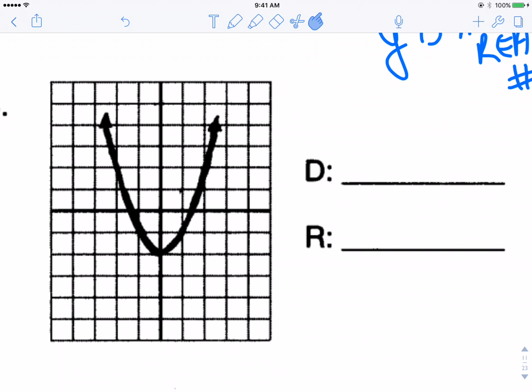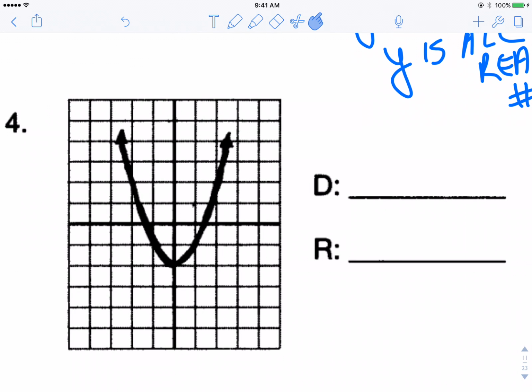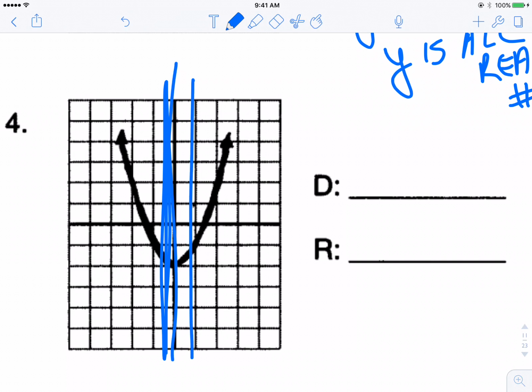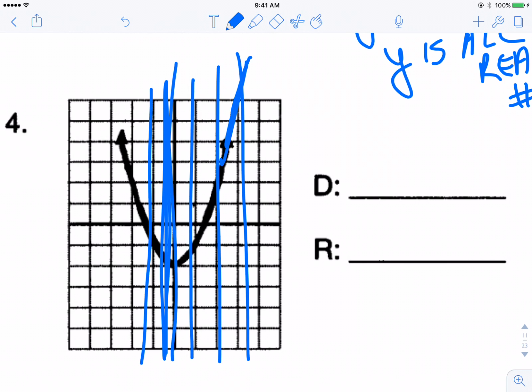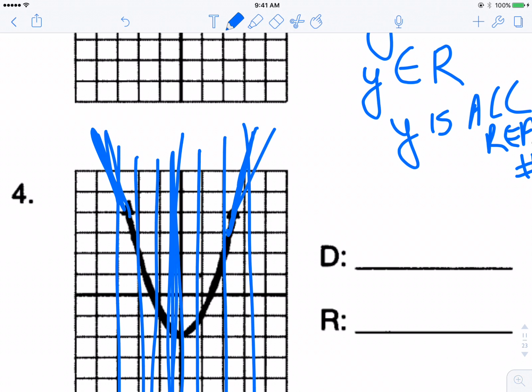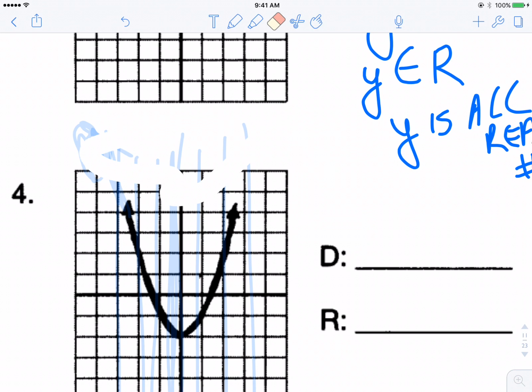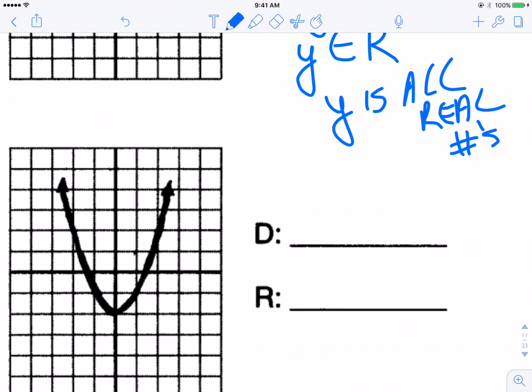Graph number 4. Domain. What possible x values can this graph have? Can it have an x value of 0? Yes. 1, 2, 3. Yes, it would eventually cross over here. -2, -3, -4, wherever it is, eventually it crosses over here. And again, these go out completely to infinity, left and right. So our domain, possible x values, are going to be everything. X's domain is all real numbers.